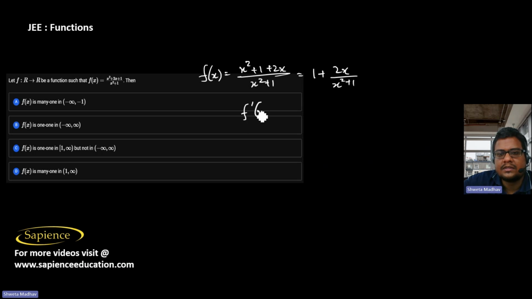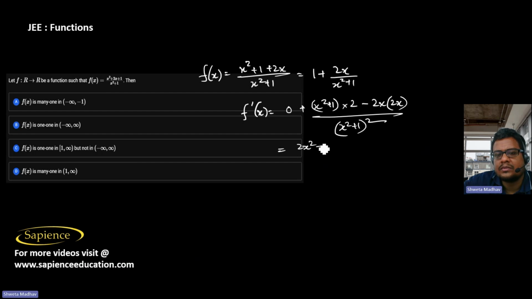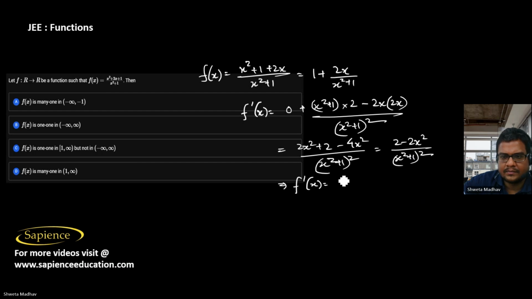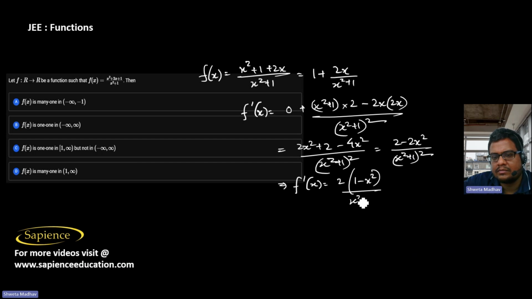Now therefore f dash x will be equal to 0 plus x square plus 1 into 2 minus 2x into 2x divided by x square plus 1 whole square, that is equal to 2x square plus 2 minus 4x square divided by x square plus 1 whole square. So this will be 2 minus 2x square divided by x square plus 1 whole square. So therefore f dash x will be equal to 2 into 1 minus x square divided by x square plus 1 whole square.